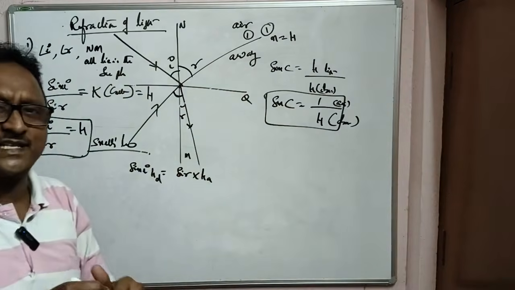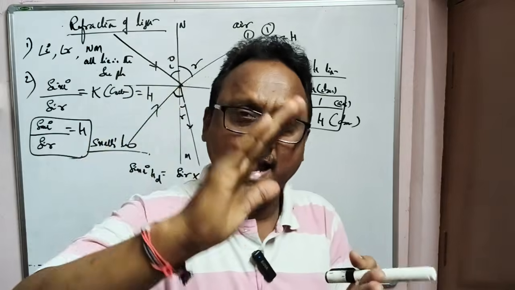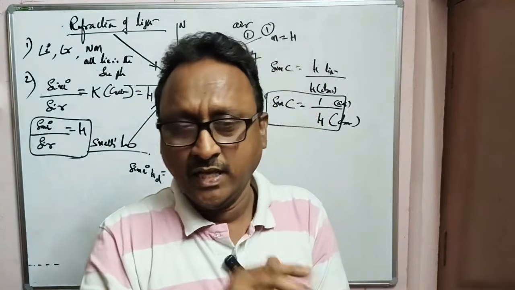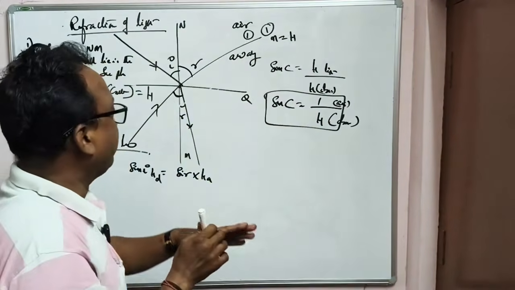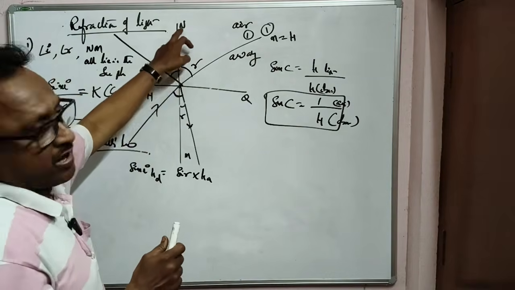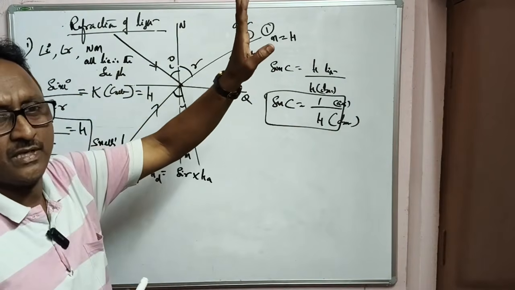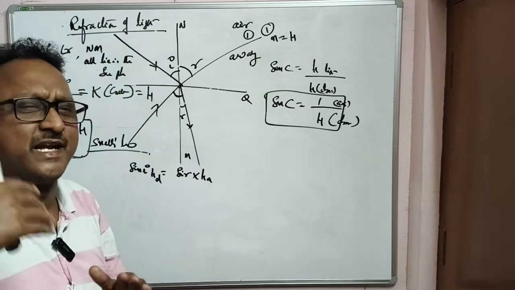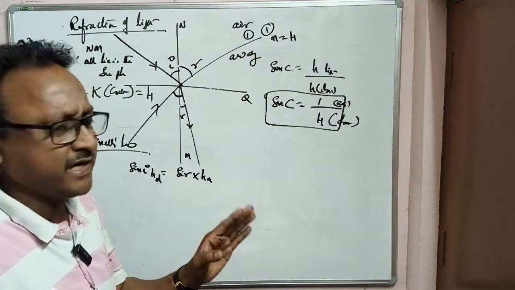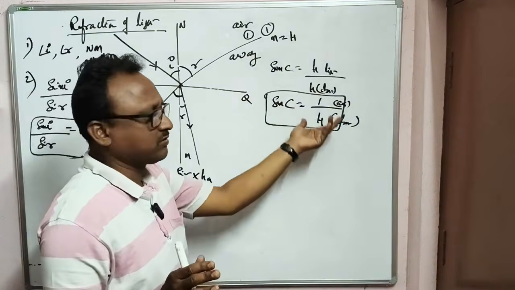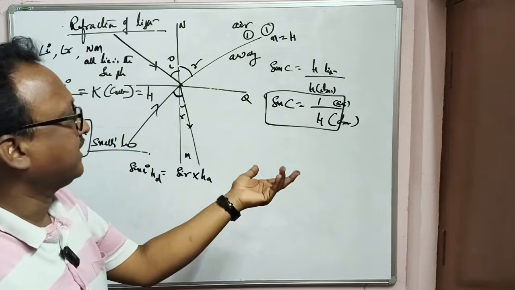You may be wondering what the critical angle is. That means for that angle of incidence in the denser medium, the light will be making 90 degrees with the normal, or grazing the surface. That is called critical. This you will study in higher classes. Now it is not needed, just take it for granted. Sin C is equal to 1 by mu, critical angle.